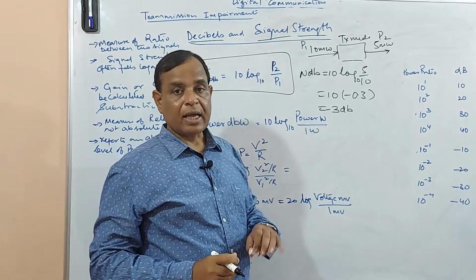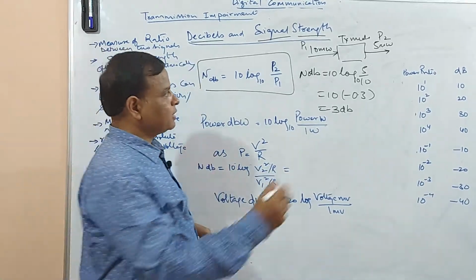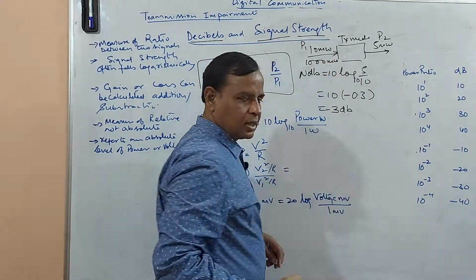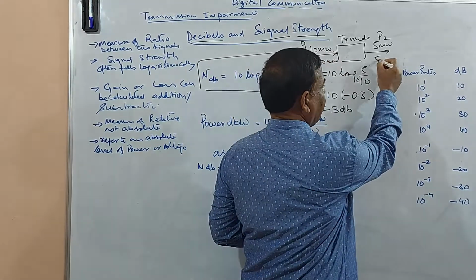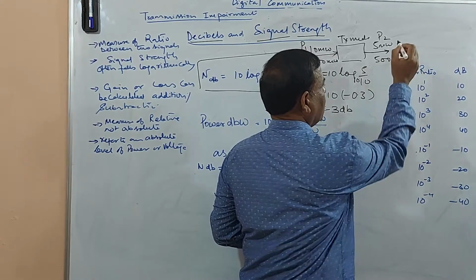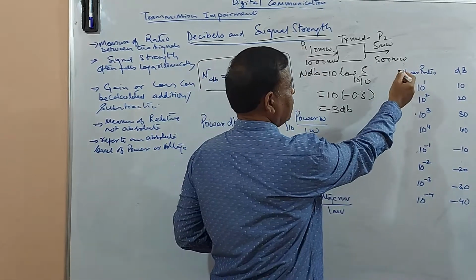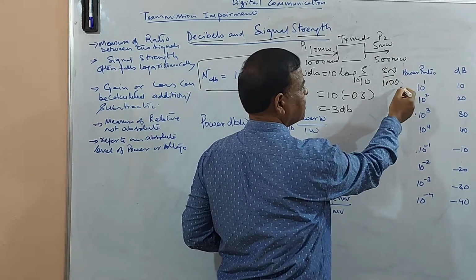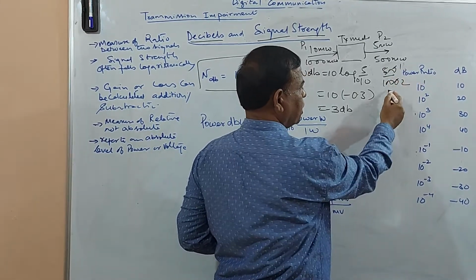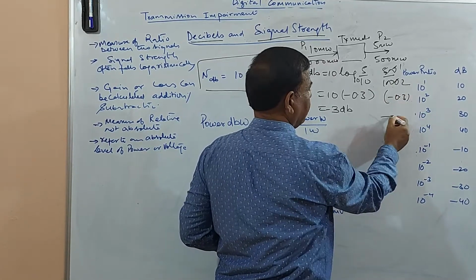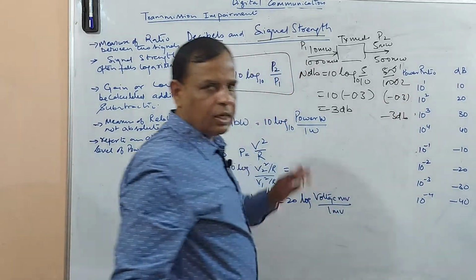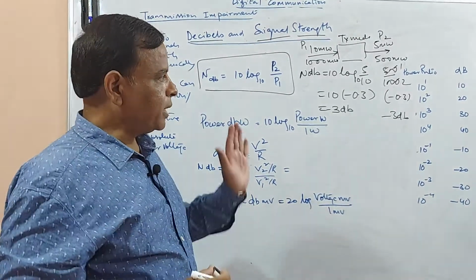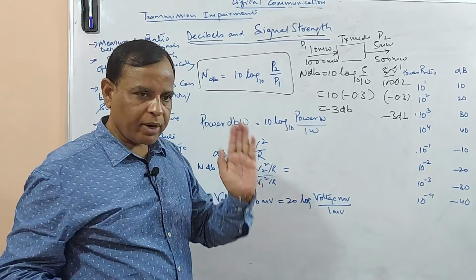It is actually a relative thing. For example, take another example: the input is 1000 milliwatts and the output is 500 milliwatts. If you substitute the values, the ratio of 500 by 1000 is again half, so you get minus 0.3, and finally again a loss of 3 dB. So when you hear 3 dB, meaning minus 3 dB, it means the power is becoming half.